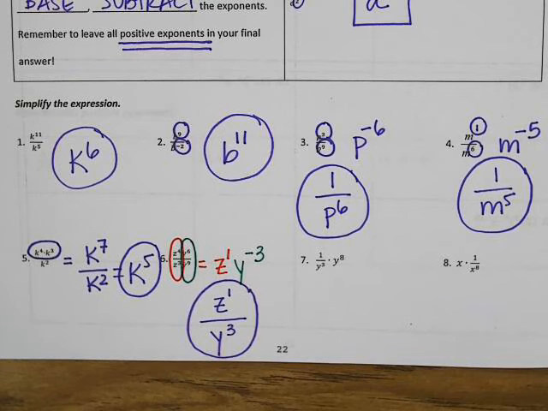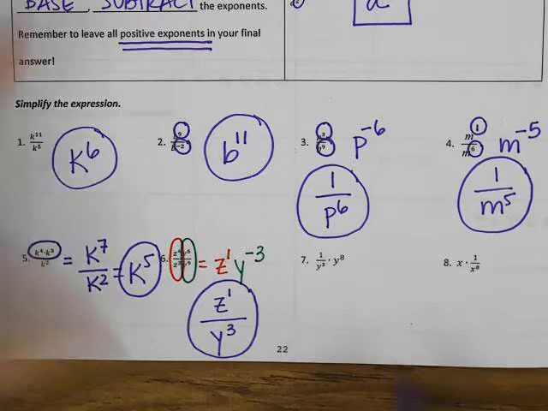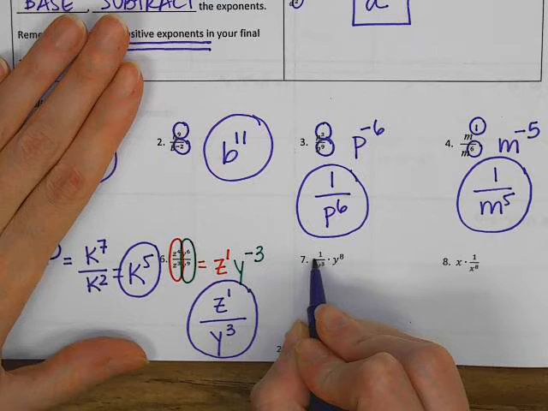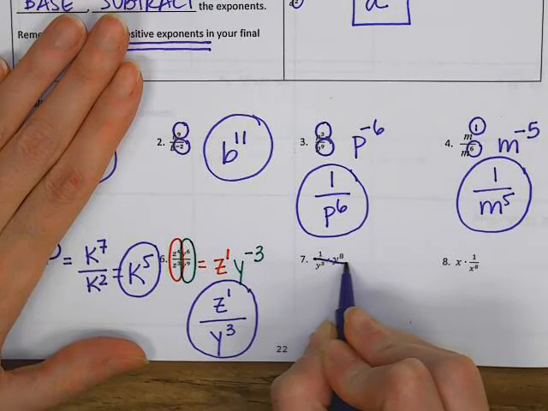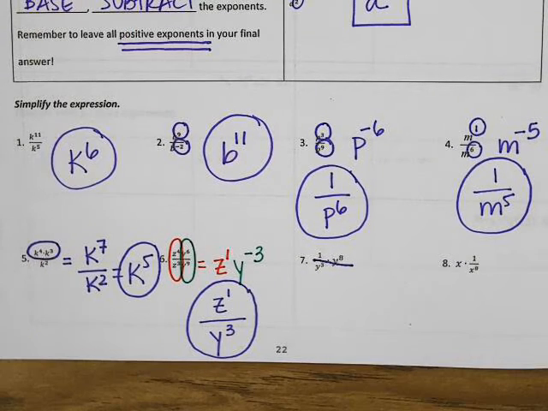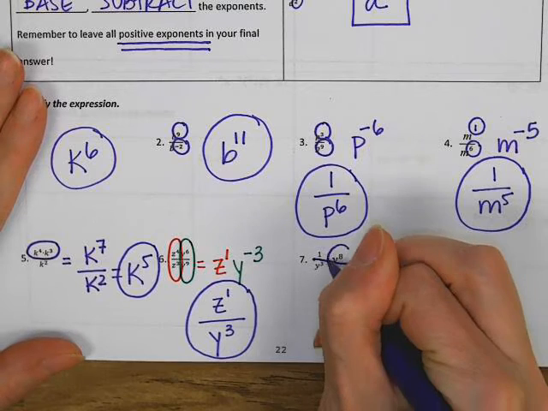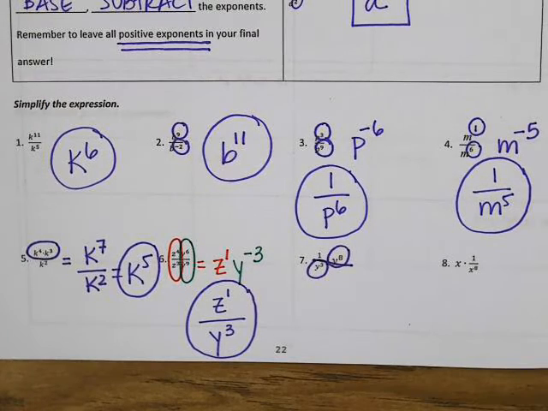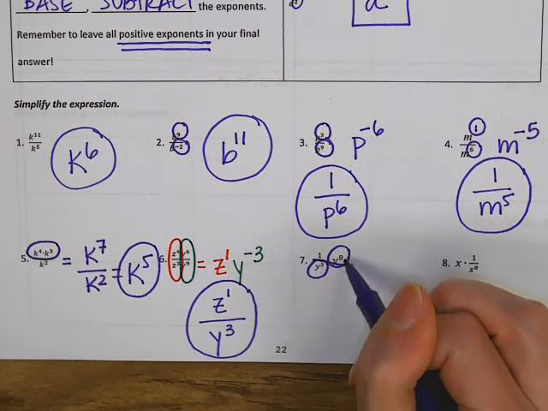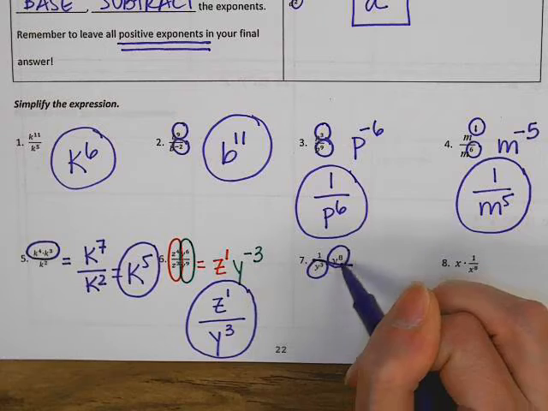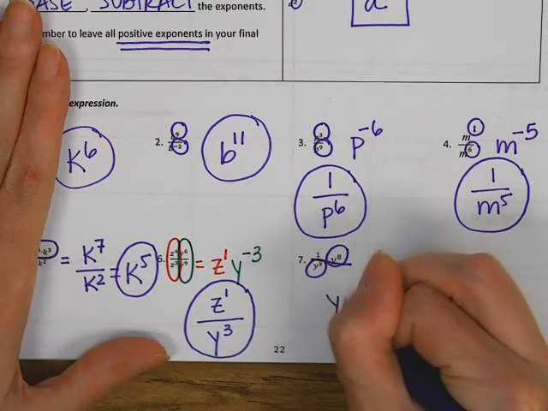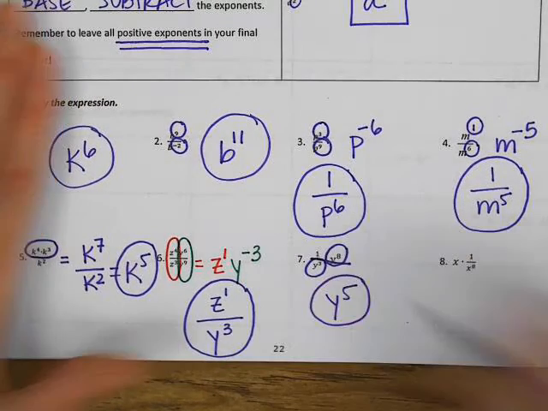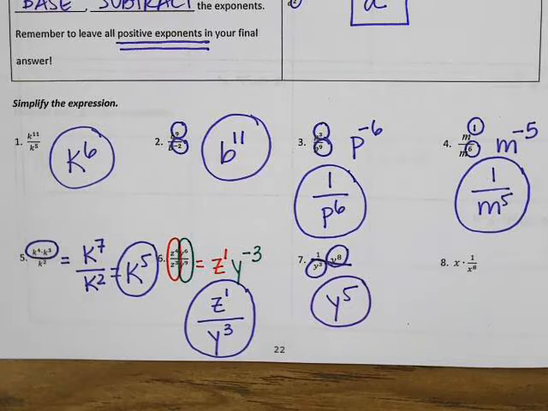Okay, number 7's a little weird. The trick on this one is to extend this bar over, and this one's on top and this one's on bottom. So you just kind of pretend it's a fraction. Okay, so now that you have y8 on top and y3 on bottom, you subtract, and it's just y to the 5th. They just look a little weird.